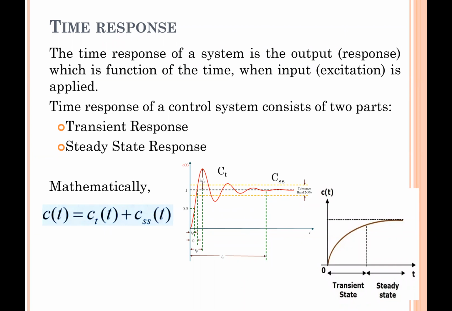Listen to this very carefully. Whenever you give an input to the system, the output that we are getting over a period of time is actually called time response. And this time response always consists of two parts. One is transient response, one is steady state response. Transient response का मतलब response का वो section जब जीरो से start होकर final value के बीच में the system is actually moving from the initial point to the final point.